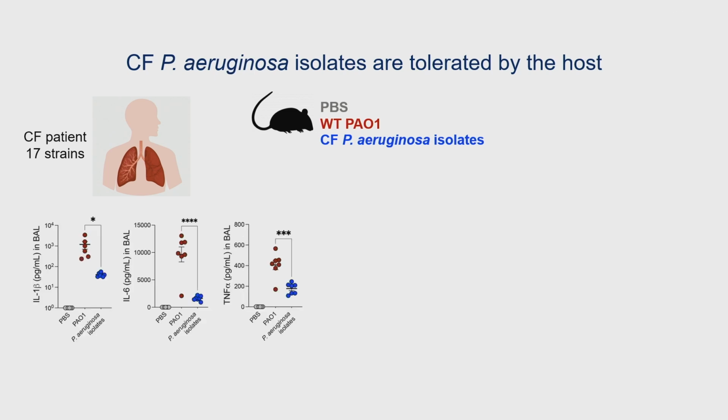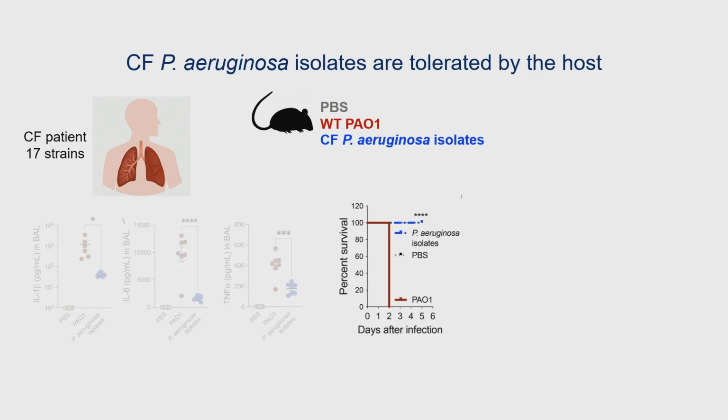As expected, we found that this clinical isolate of Pseudomonas aeruginosa induces a much lower immunopathology in the airway, because they triggered much less accumulation of IL-1 beta, IL-6, and TNF-alpha, which we know are cytokines secreted by the immune cells that promote tissue damage. At the same time, these Pseudomonas isolates didn't kill the host in comparison with PAO1, meaning that they are able to preserve the integrity of the host.